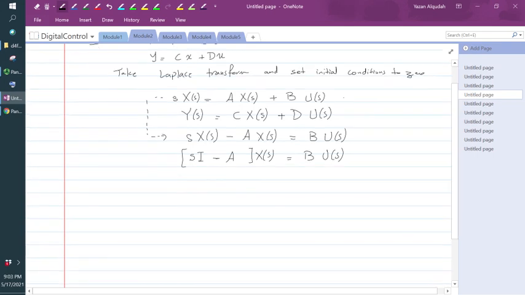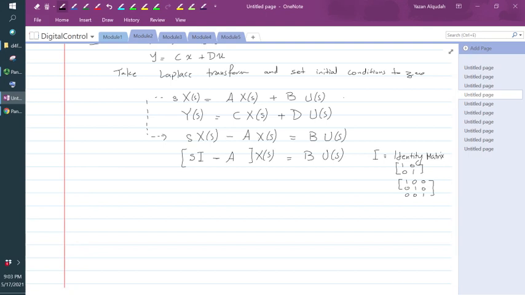Now, again, I is the identity matrix. What does that mean? If I have a 2 by 2, it's 1, 0, 0, 1. If I have a 3 by 3, it's going to be 1, 0, 0, 0, 1, 0, 0, 0, 1. The diagonal terms are 1, and all the other terms are 0.